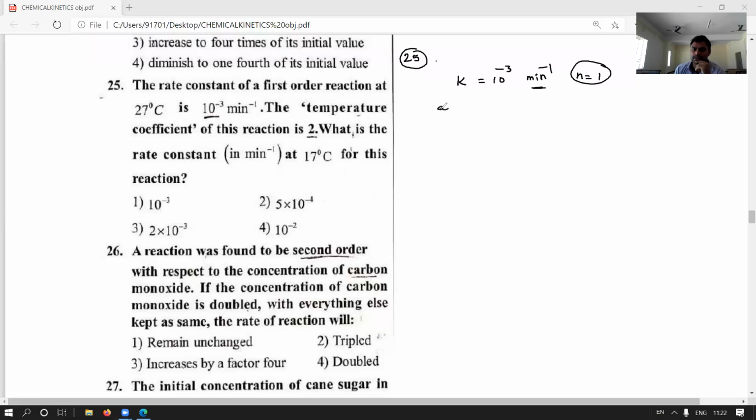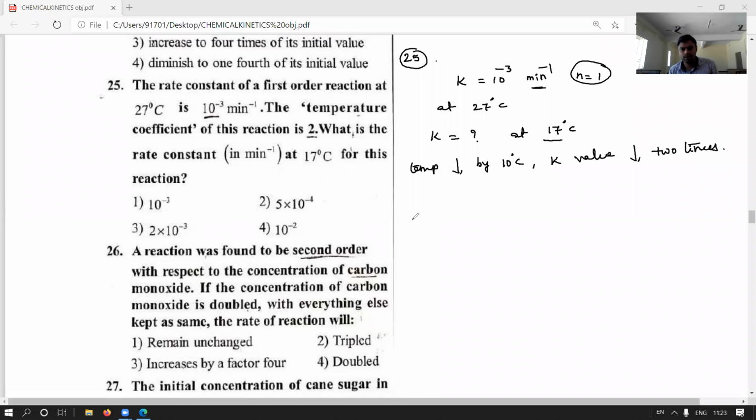Now the K value at 17 degrees centigrade. From 27 to 17 means the temperature is decreased by 10 degrees centigrade. It is very clear, if the temperature is increased by 10 degrees centigrade, then the rate or rate constant is increased by 2 times. If the temperature is decreased by 10 degrees centigrade or 10 kelvins, the rate or rate constant decreases by 2 times. So the K value decreases by 2 times.